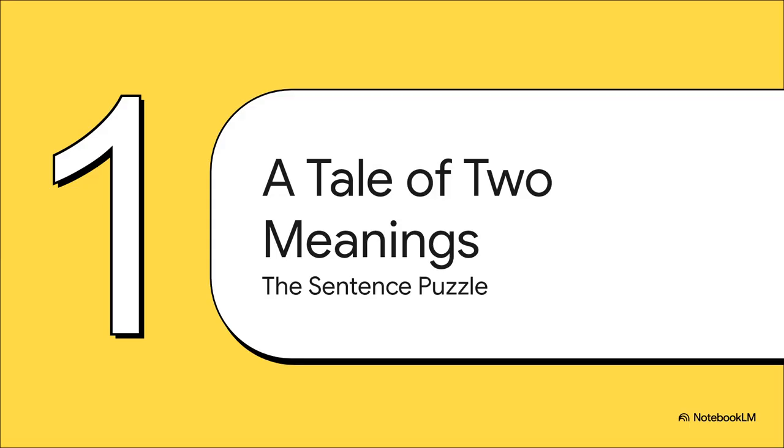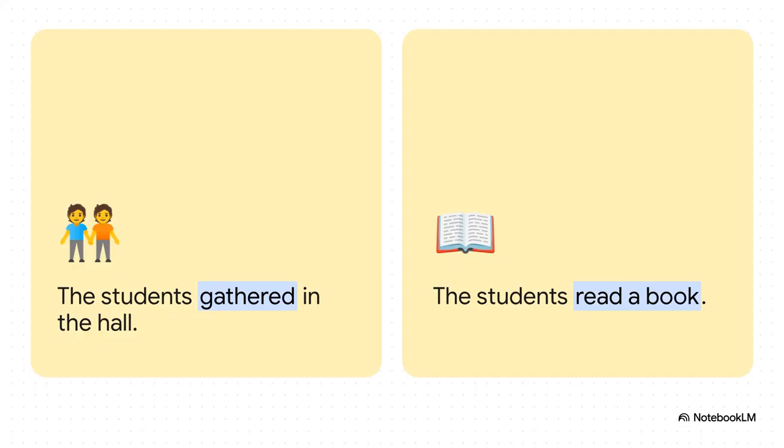All right, so let's jump right in with a little test. It's a puzzle that's hiding in plain sight, inside two sentences that look pretty much identical. But, and this is the cool part, your brain instantly knows they're worlds apart. Okay, so take a look at these two sentences. On one hand, you have the students gathered in the hall, and on the other, the students read a book. Now, the subject, the students, is literally the exact same in both, and yet your brain just understood that phrase in two totally different ways.